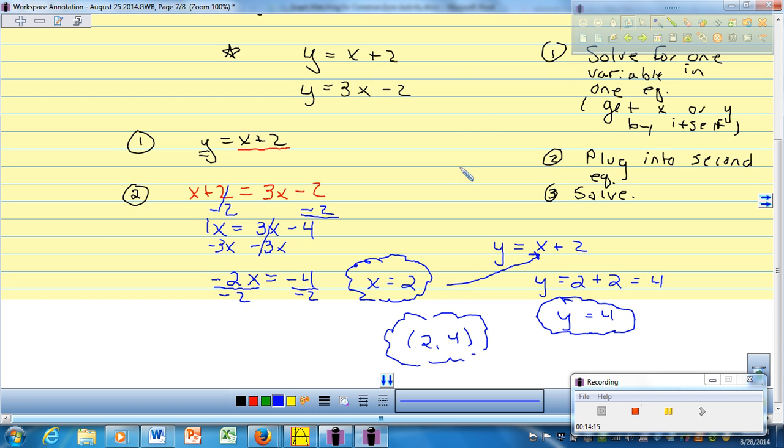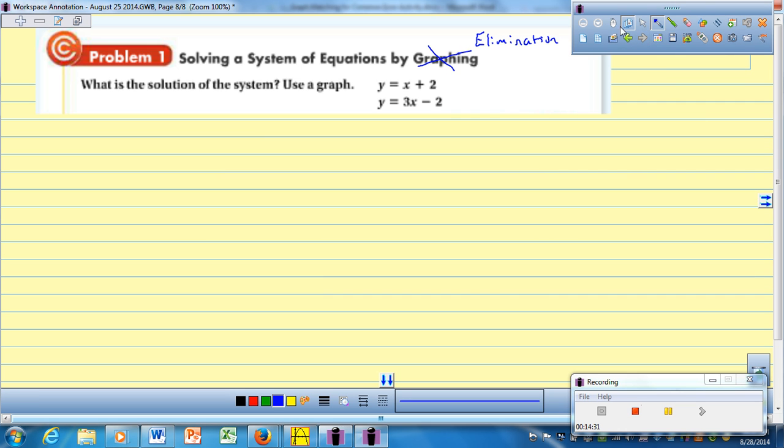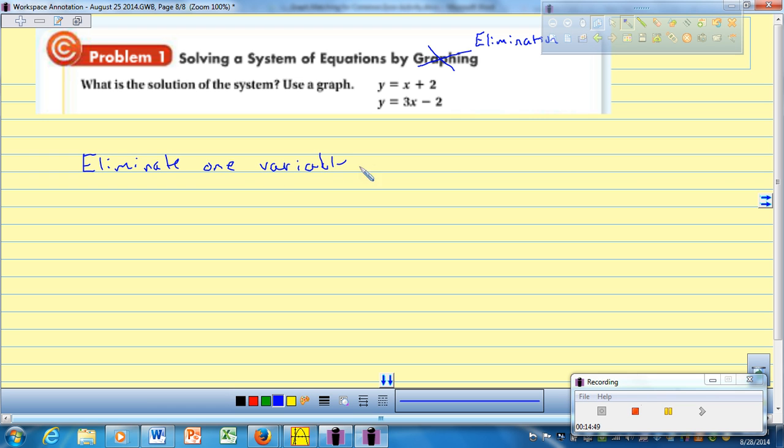Okay. All right, so finally we have to do the same problem, but this time with elimination. Elimination is where we eliminate one of the variables by adding or subtracting the two equations. So on this one, the first thing we have to do is line up all the variables in the same place.